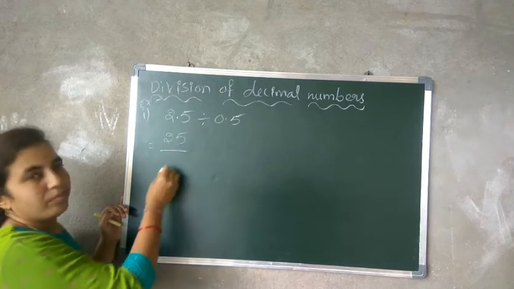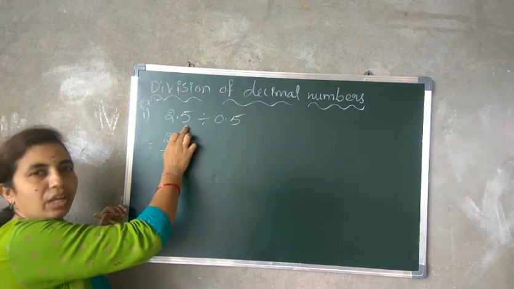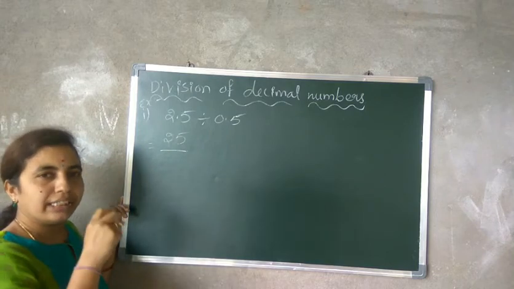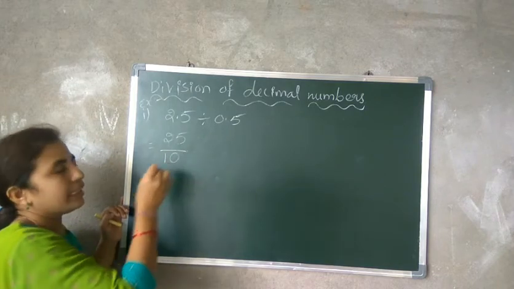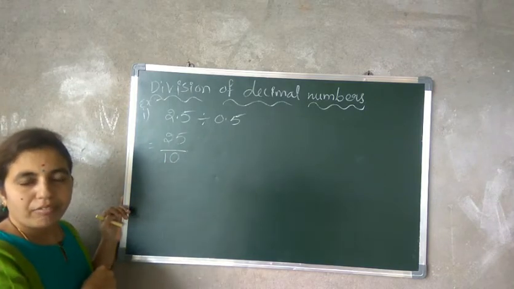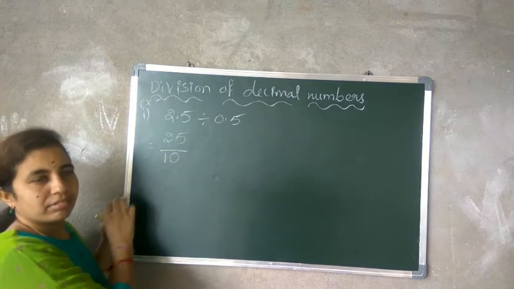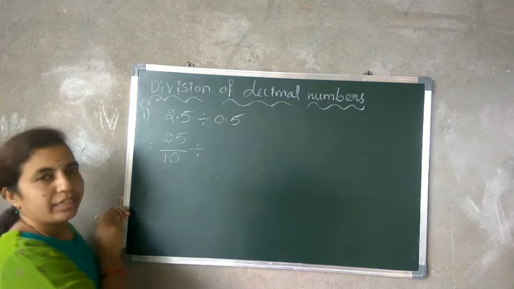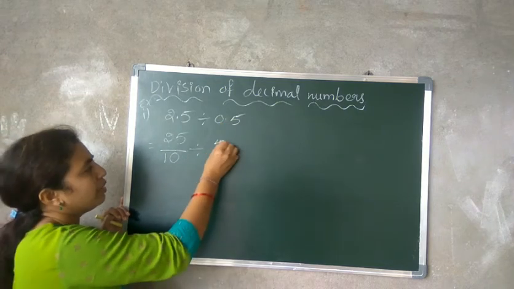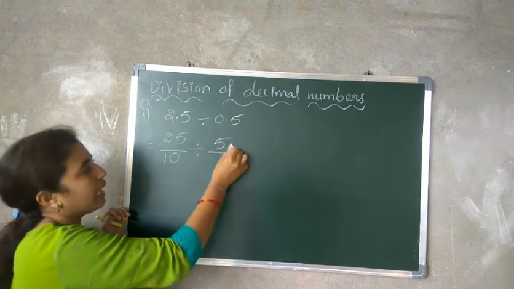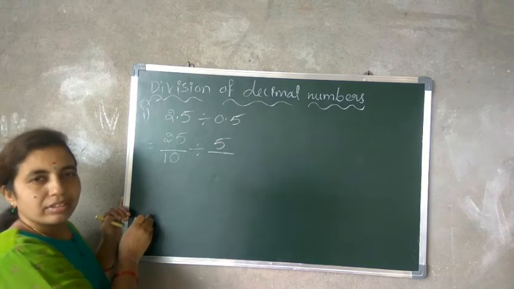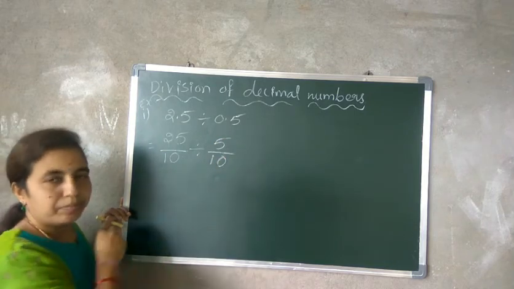And write by. Now how many decimal digits do you have here? Only one decimal digit. So write 1, 0. When you have one decimal digit, the denominator you will get is 10, divided by. And here what is the number? 0.5 means nothing but 5 by, again, how many decimal digits? 1. So 5 by 10.